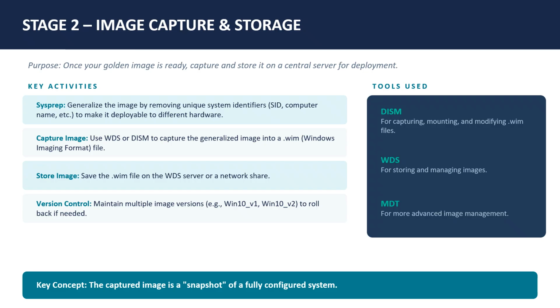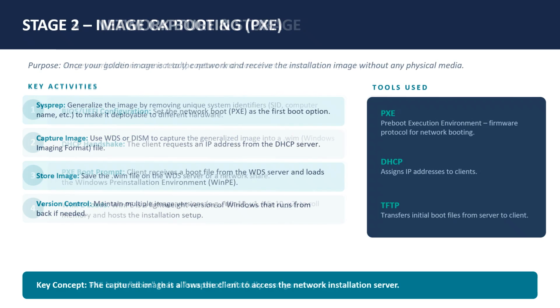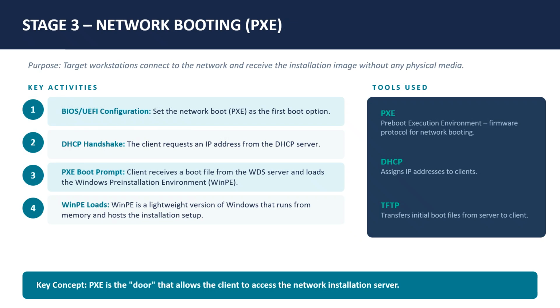The purpose of this stage is to get the target workstations or servers to connect to the network and receive the installation image without any physical media like a DVD or USB stick. The first step is to configure the machine's BIOS or UEFI firmware to set network boot, or PXE boot, as the first boot option. When the machine powers on, it performs a DHCP handshake where it requests an IP address from the DHCP server.